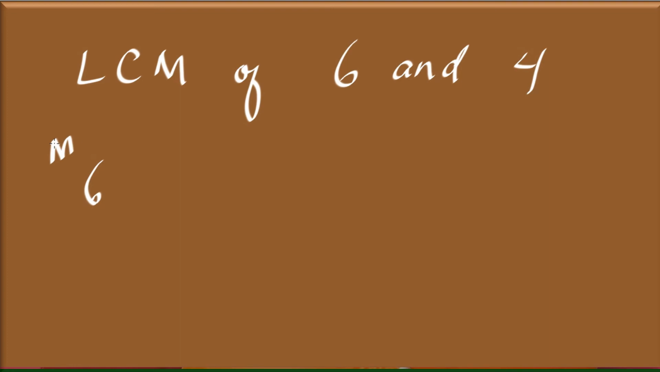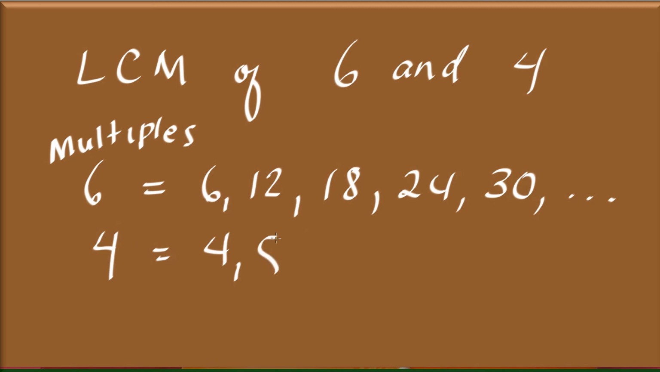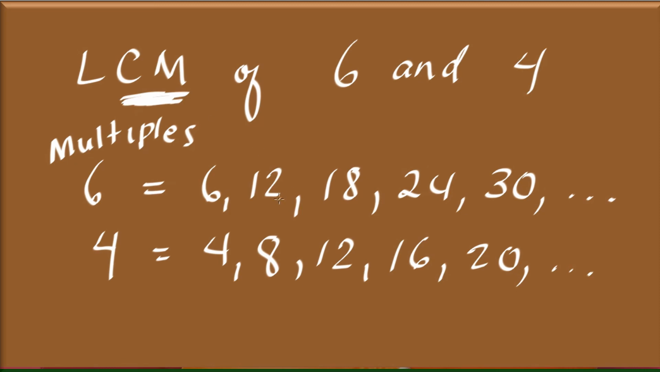So let's look at the multiples of 6 first. We've got 6, 12, 18, 24, 30, and so on. What about the multiples of 4? 4, 8, 12, 16, 20, and so on. Okay, so what are the common multiples? You see 6 is not a common multiple, 4 is not. I see 12 as one common multiple.